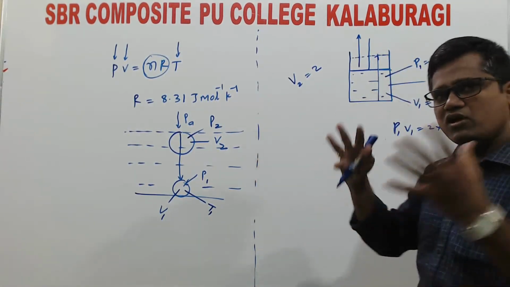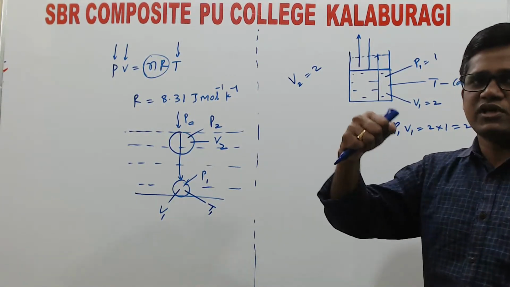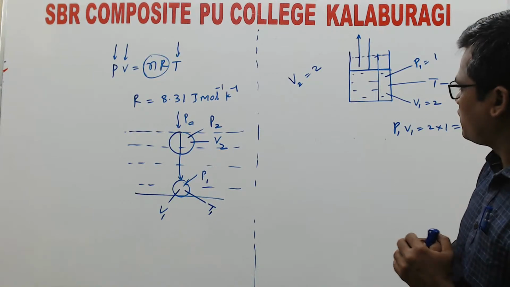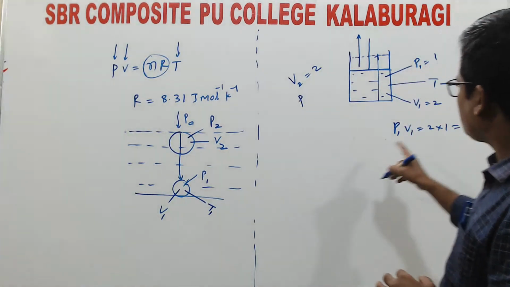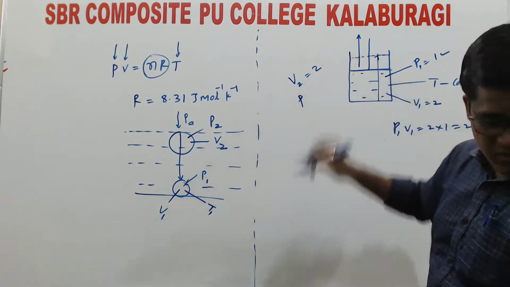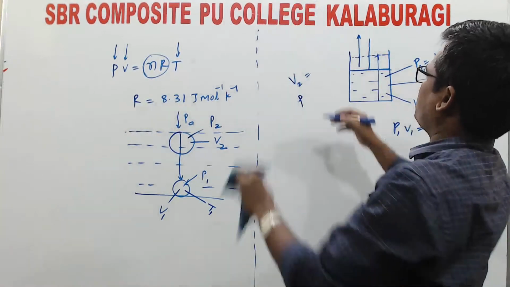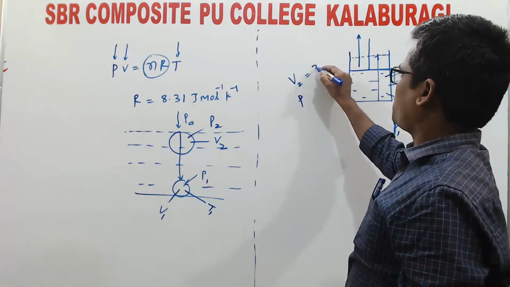If volume is more, then the molecules have got more space. They will not hit with high impact on the interior of the vessel, so pressure decreases. Initial pressure we have taken 1. Let me take the volume more. We have increased the volume more. Let me take the volume as 3.